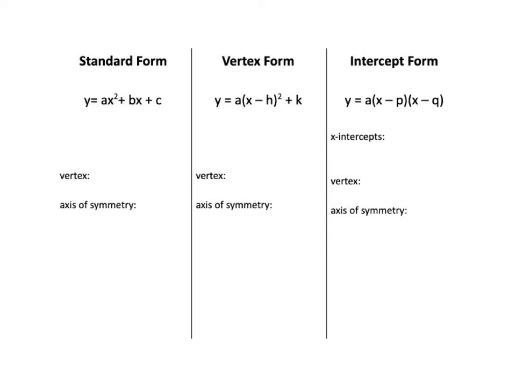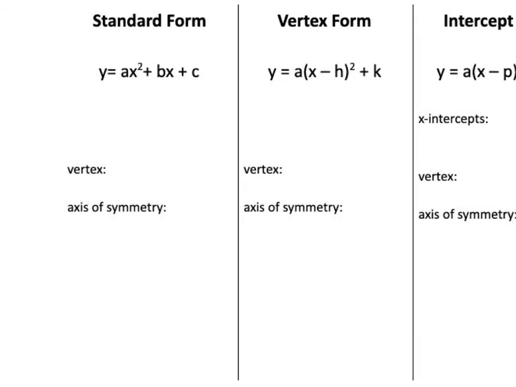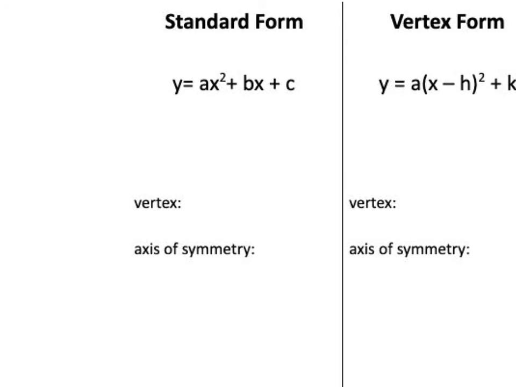There are 3 forms that a quadratic equation could be given to you in: standard, vertex, or intercept form. Let's start by going over standard form, and then quickly we'll brush through the other 2. So standard form, y equals ax squared plus bx plus c, where a, b, and c are just real numbers. So the vertex would be a point, and that point is found by doing negative b over 2a. If you remember, that comes kind of from the quadratic formula.